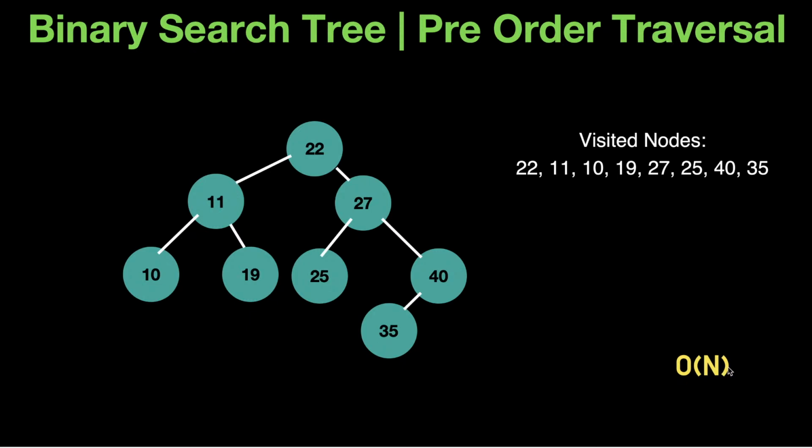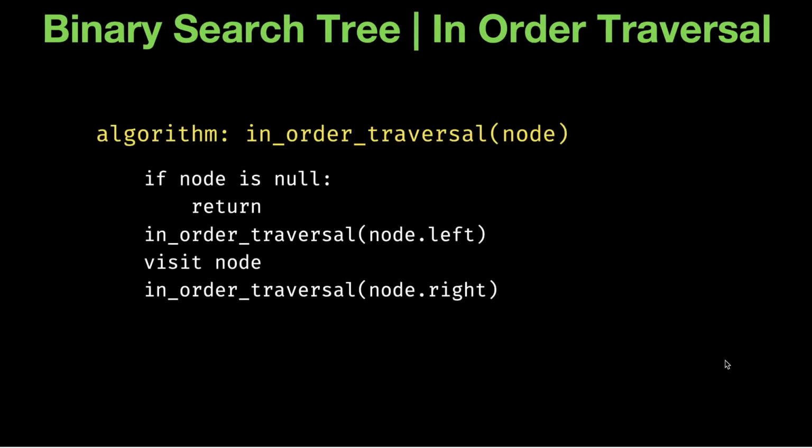We can clearly see that this is O of n, because we are basically going from root to every other node, right? So if we are visiting all of the nodes, then actually this is clearly O of n. Now let us see in-order traversal. So the difference between pre-order and in-order is that the pre-order first of all visited the node and then the left subtree and then the right subtree, right?